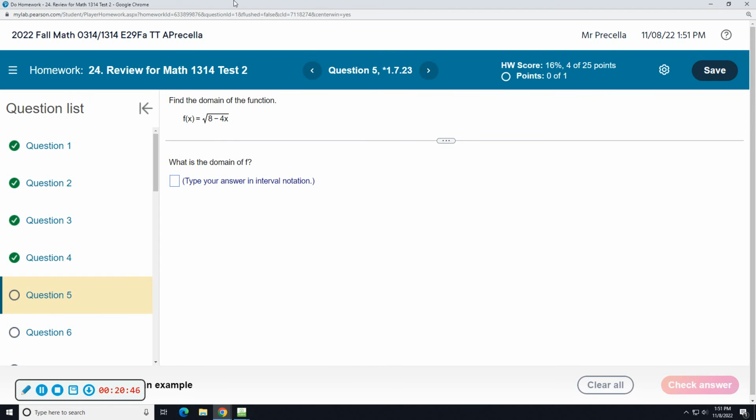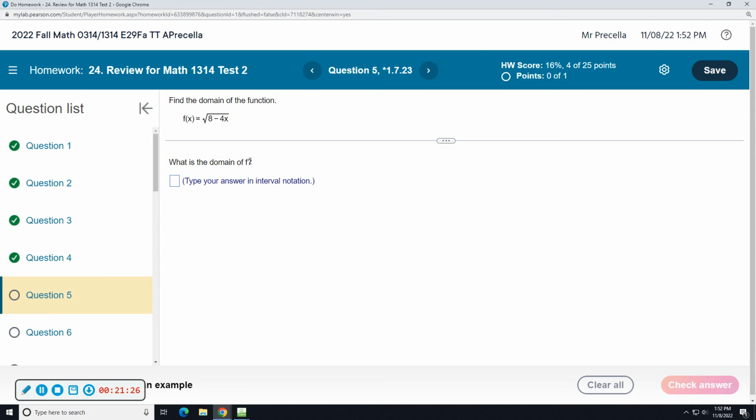Number 5. Let me write it down. It's another domain problem. Find the domain of the function. This is number 5. Come on in. I'm working out the review to the second test to put it on our YouTube channel for students that are reviewing for test 2. So, once again, they want us to find the domain.